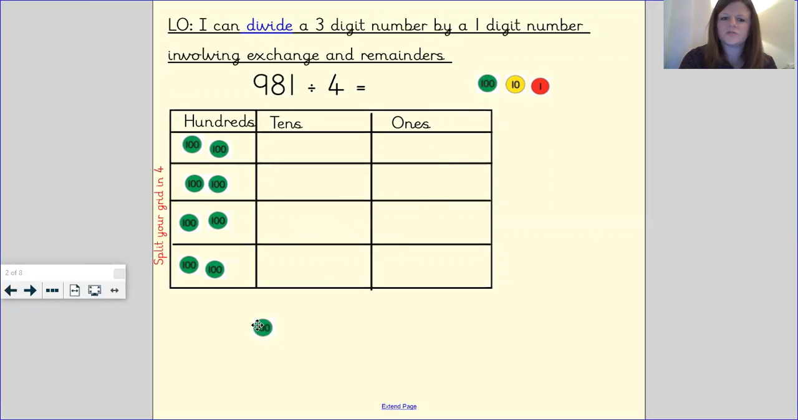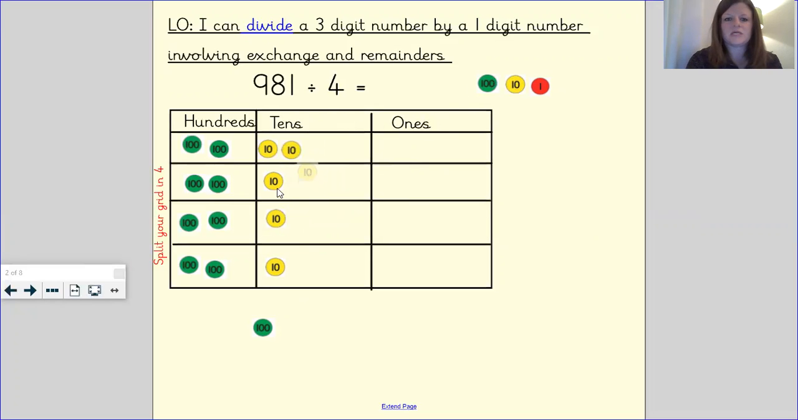So that 100, what am I going to have to do with it? That's right, I will need to exchange my 100 for 10 tens. 10 times 10 is 100, so 10 tens. I'm going to share those into my 4 equal groups to start with, just so I know I've done my exchange. If you want to be using green dots, yellow dots and red dots, that's brilliant.